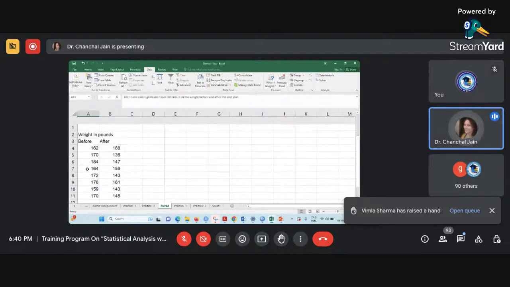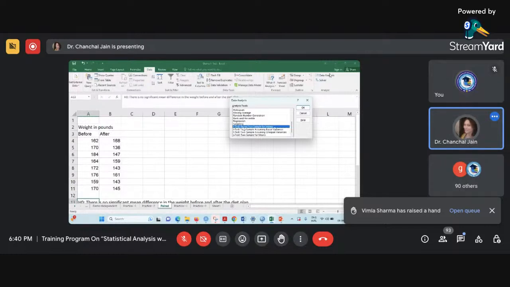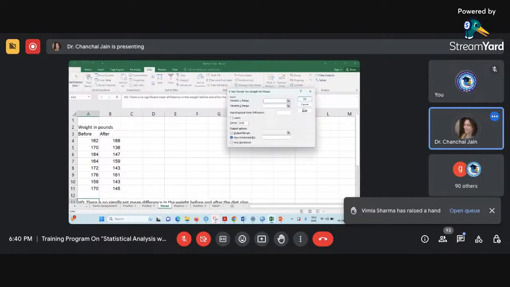Now again, coming to this particular section, how you can apply the paired sample t-test. For that, you need to go to the data analysis. Under the data tab, you can scroll down and find here the t-test paired two samples for means. It is given here. I am pressing OK here. Once I press OK, I can see the dialog box coming here.